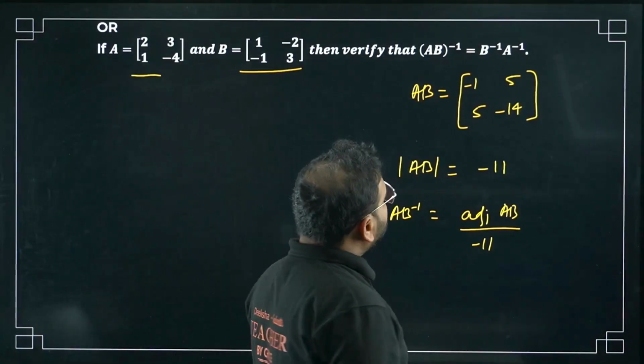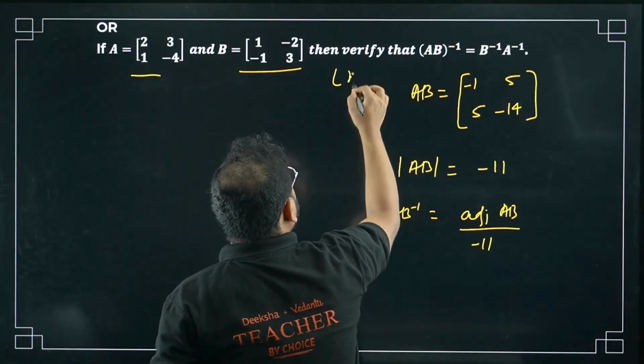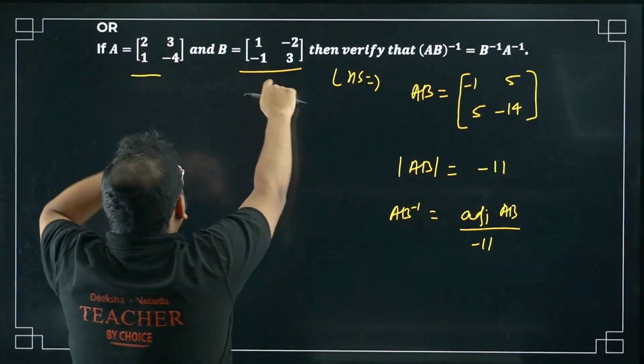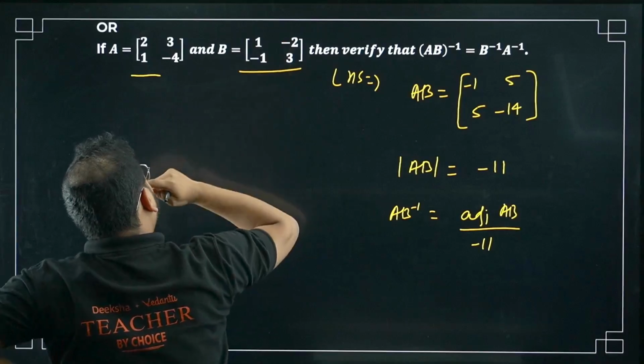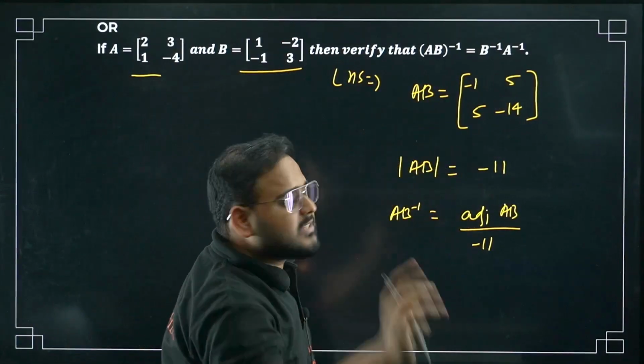Okay, let's find AB first for the LHS part. To solve the LHS part, let's find AB first. Multiply this. 2 into 1 is 2. 3 into minus 1 is minus 3. So minus 1. 2 into minus 2 is minus 4. 3 into 3 is 9. So plus 5. 9 minus 4 is plus 5, right?